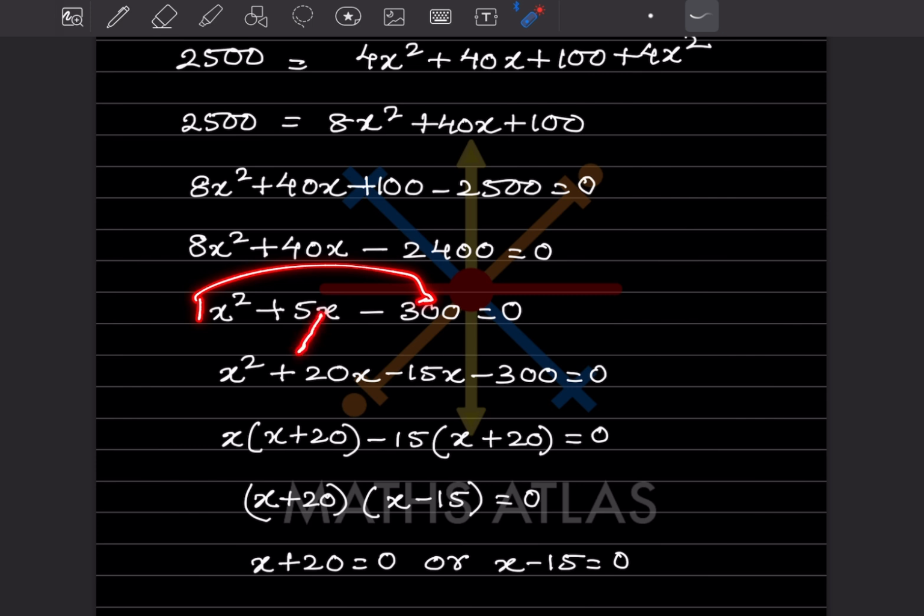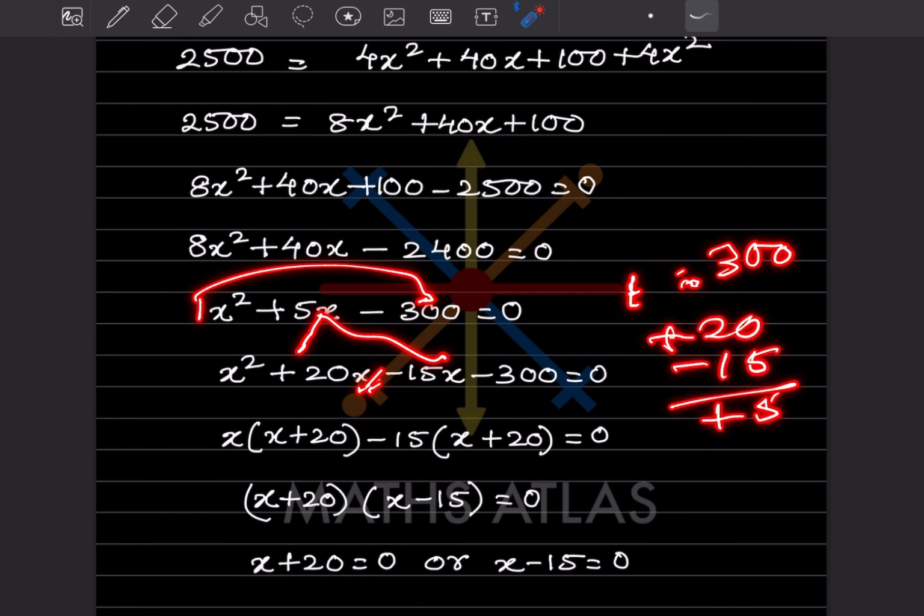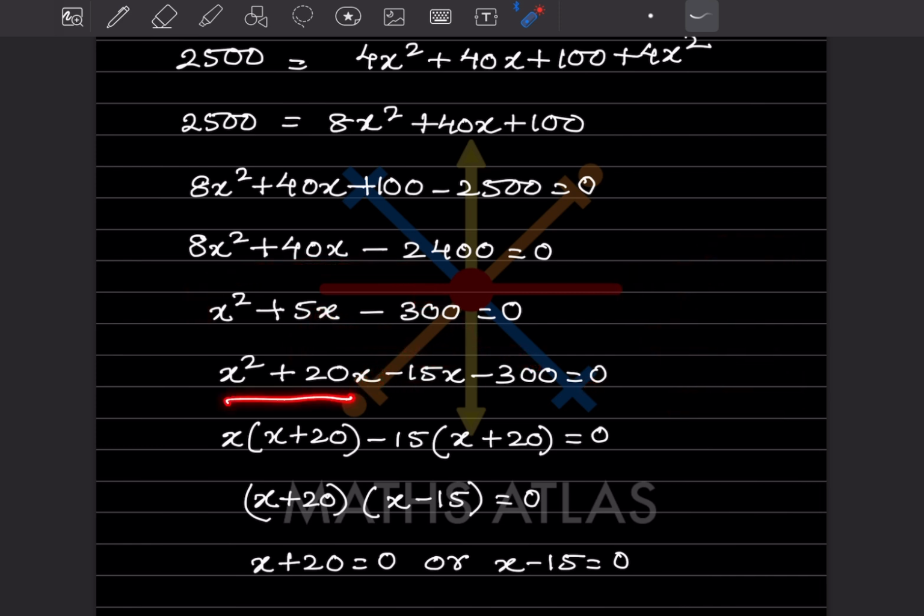So this should be 5x. So plus 20, after getting these factors, you can just have a look, taking the factors and just see, in that we can make it plus 20 and minus 15. So that is going to be plus 5x minus 300, this as it is equal to 0. Now we have to group it.